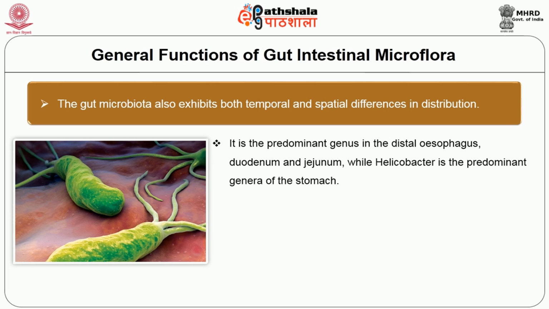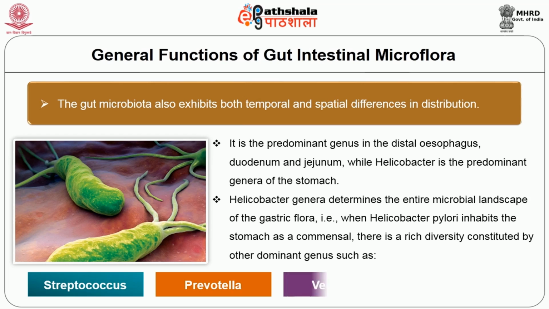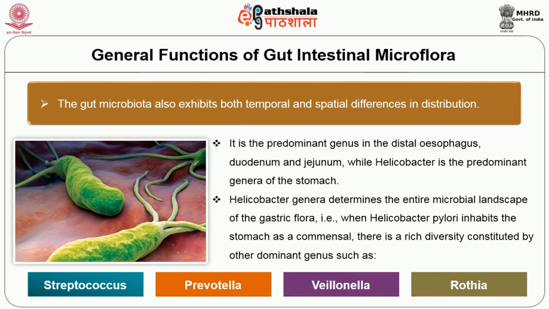You should also understand the pH differences. The pH will be around 1 to 2 in the stomach, whereas in the duodenum and jejunum it will be higher. So one could really relate pH versus bacteria and understand their habitation. Helicobacter genera determines the entire microbial landscape of the gastric flora. When Helicobacter pylori inhabits the stomach as a commensal, there is a rich diversity constituted by other dominant genera such as Streptococcus, Prevotella, Veillonella and Rothia. This type of diversity is disturbed when Helicobacter gains pathogenicity.